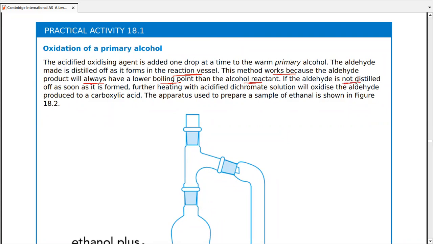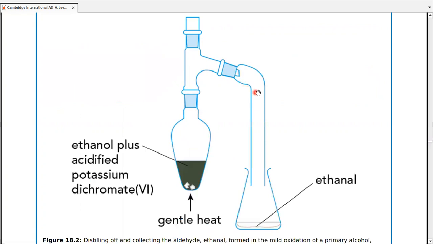If the aldehyde is not distilled, any further heating with this acidified oxidizing agent present will oxidize it into carboxylic acid. Now, don't forget that this was very much possible. We have studied this in 15th chapter as a part of alkenes. We have studied this in chapter number 17 as a part of alcohols. We know that if you're not going to remove the aldehyde out of your system, it's going to be oxidized into a carboxylic acid. Take a look at the picture. This is how it goes.